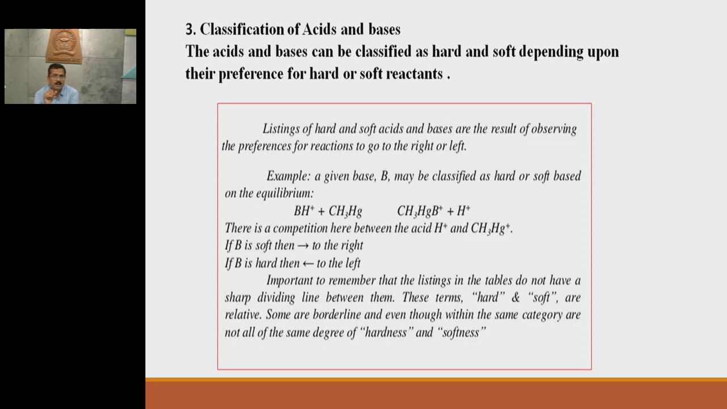When we have to classify it, we have to see some preferences for the reactant. So here the example given is that a base B is classified as hard or soft based on its equilibrium constant. In this reaction, we have BH+ plus CH3Hg+ going to CH3HgB+ and H+. Here there is a competition between the acids H+ and CH3Hg+. If B is soft, then the equilibrium moves to the right. If B is hard, then it moves to the left.